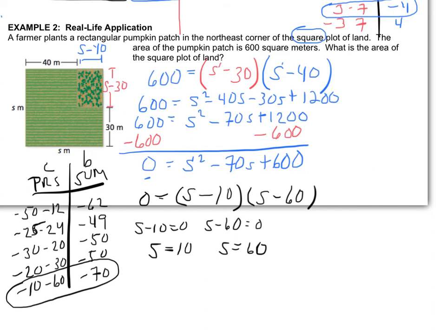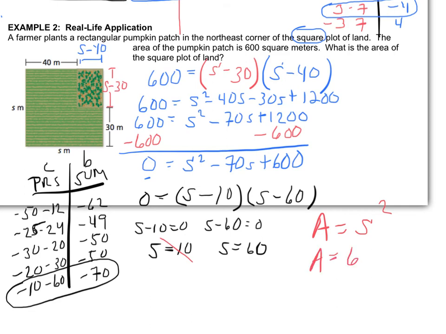So when that happens, there are times that we're going to throw out a solution. They call this an extraneous solution. Basically, it doesn't make any sense. It is a solution to the polynomial equation, but it doesn't make any sense to this problem. So we're only going to take the 60. Now, the 60 is actually not the answer, because the question actually says, what is the area of the square plot of land? Well, the square plot of land, if I go to my area formula, is S squared.